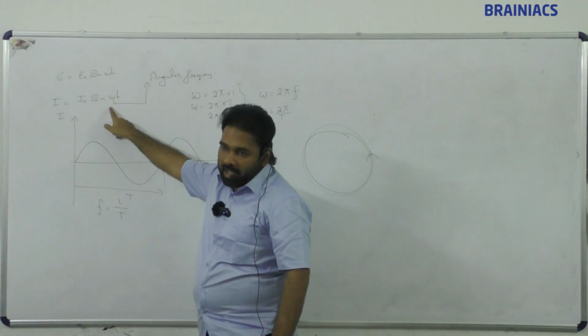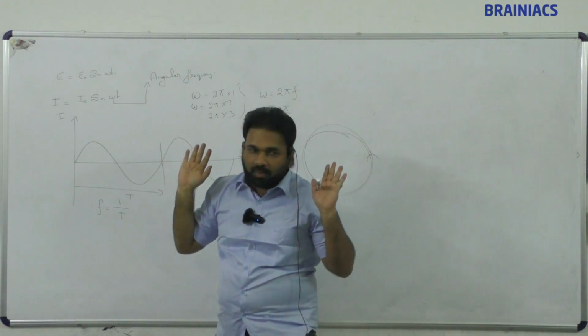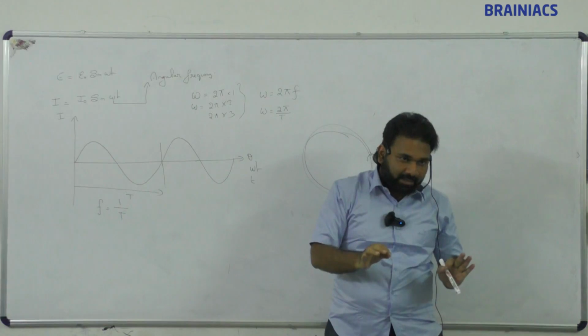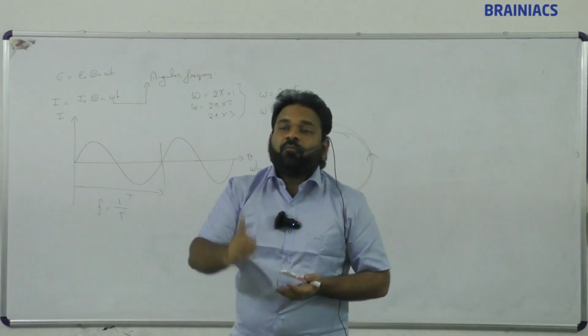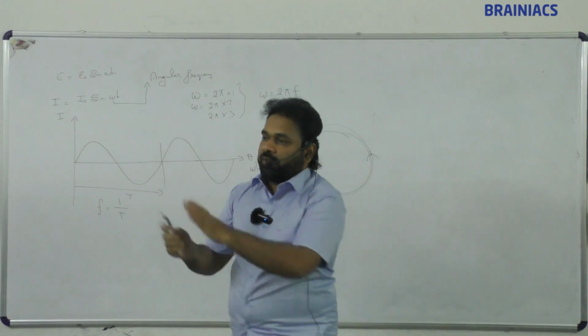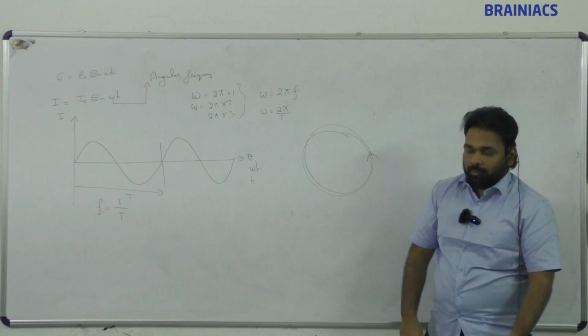Omega is nothing but angular frequency, which is nothing but 2 pi f or 2 pi by T. So how many cycles per second, how many waves per second, that is frequency. Time taken for one cycle is the time period. Clear? Okay, done.